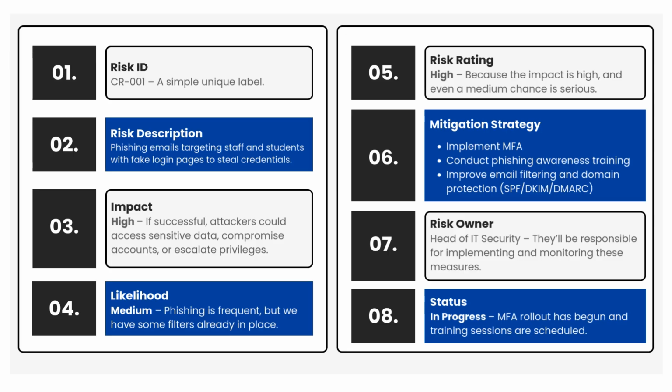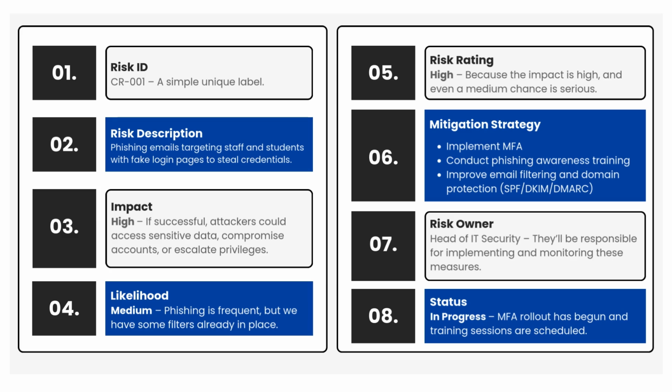Imagine you're managing the IT security for a university network. You've identified several threats. Let's focus on just one: phishing emails targeting staff and students. Now, let's fill in the risk register step by step. Risk ID, CR001, a simple, unique label. Risk description, phishing emails targeting staff and students with fake login pages to steal credentials. Impact, high. If successful, attackers could access sensitive data, compromise accounts, or escalate privileges.